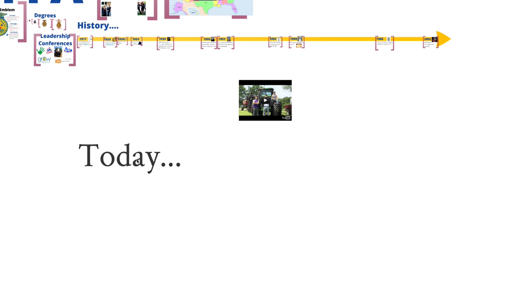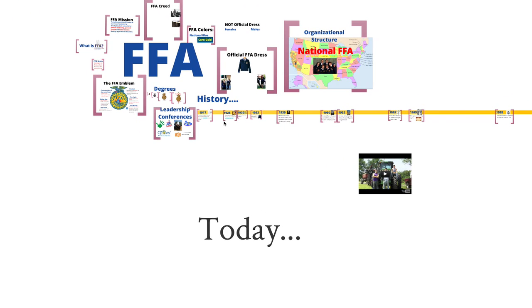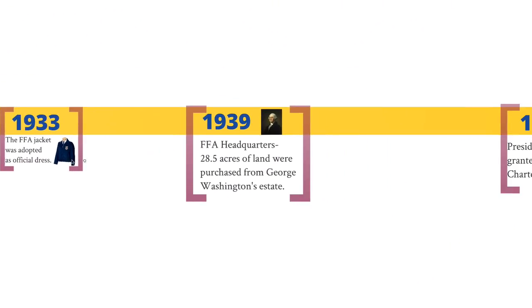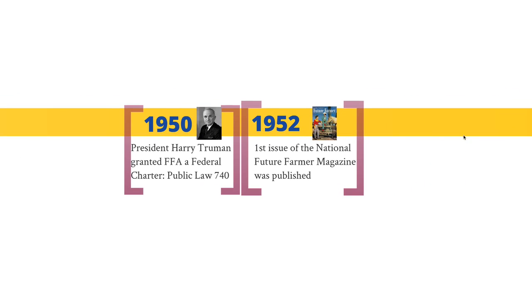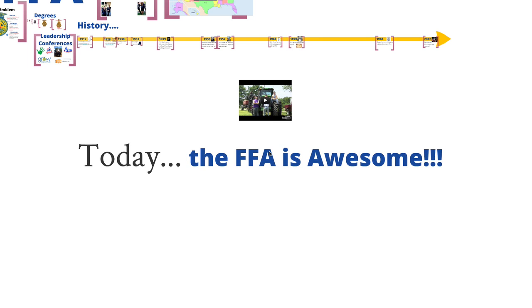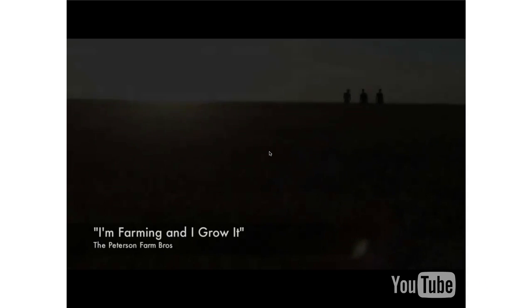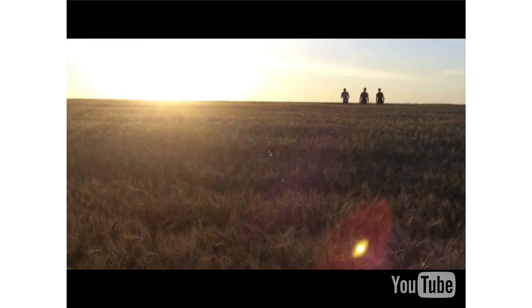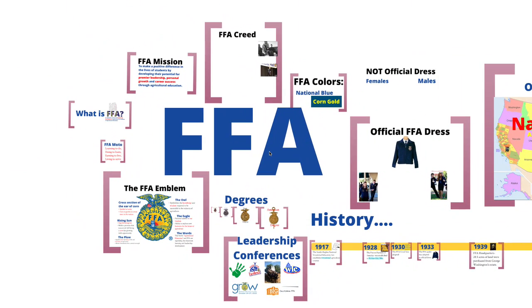You can see up here all of these images, and if you feel like it, you can come back and zoom in on that timeline, which allows the students to actually see what's going on. Right now I'm zooming in on the timeline. I can look at each thing individually just by grabbing a hold of it, and then I can resume clicking through. And so today the FFA is awesome. Then I throw in a random video just to break up the lesson a bit. So here we have I'm farming and I grow it. I can skip past that.